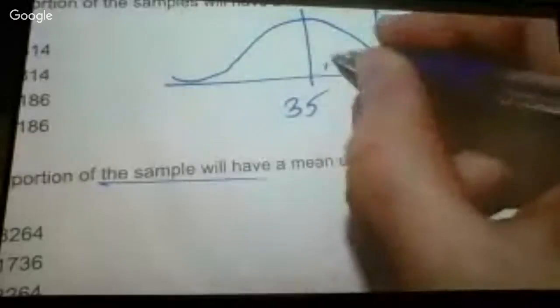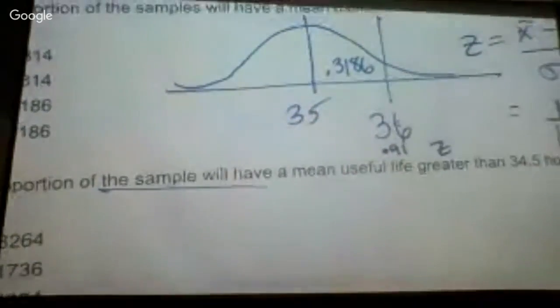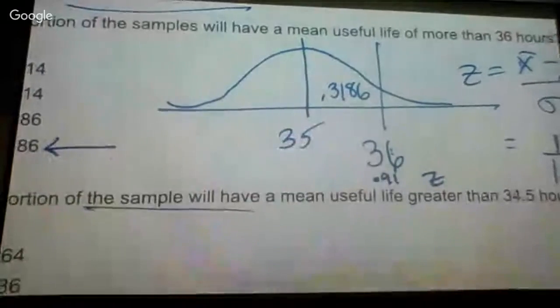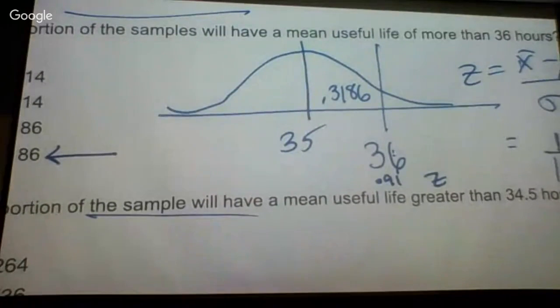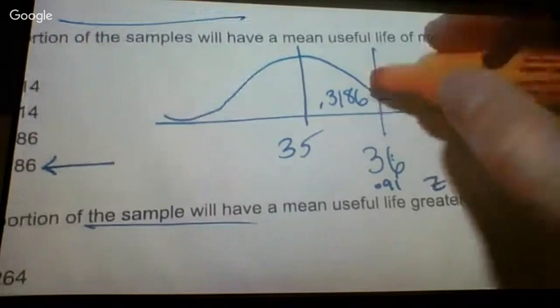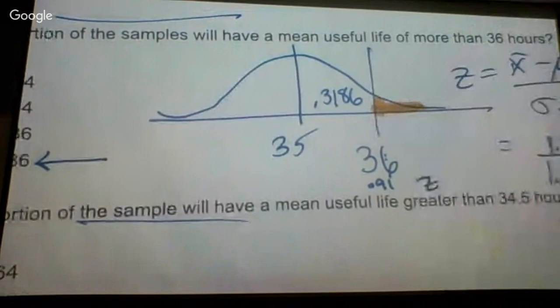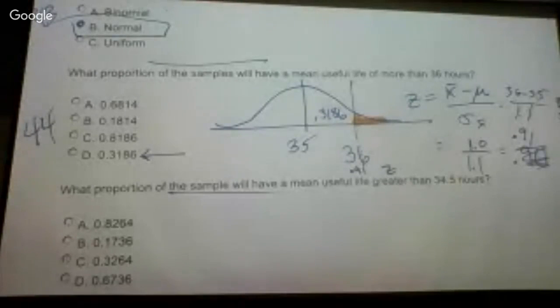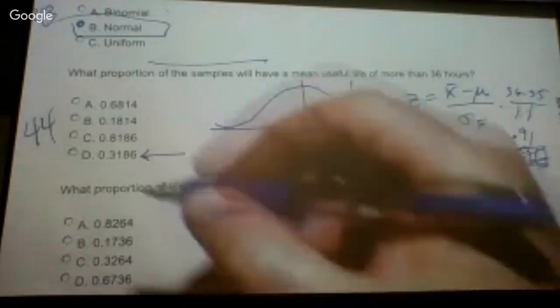0.3186 is our area. Cleveland Browns would say 0.3186. But we're better than that because we know what we need is greater than 36. A, B, C, or D? 1, 2, 3? B.